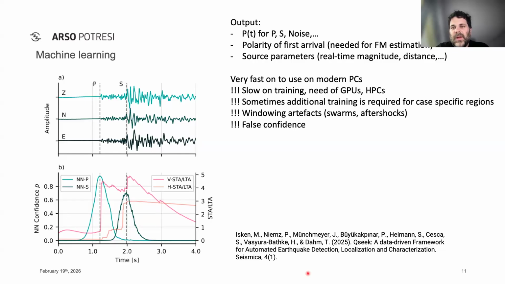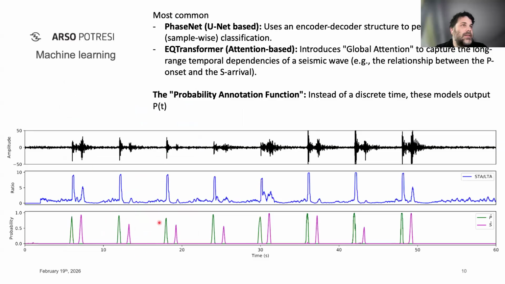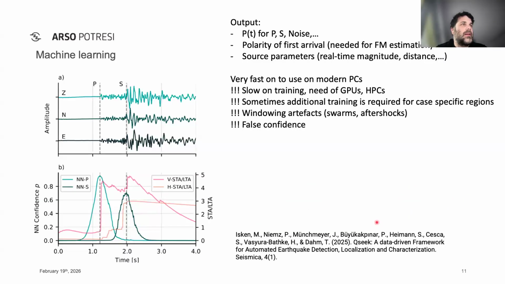There can be some artifacts like windowing artifacts, which is a problem during swarms or dense aftershock sequences, because we use the fixed window approach, and this can split one event into two windows, which can make some complications. Another thing you need to be aware of is false confidence. When you look at the P and S arrival times, you can say, okay, this is really good, it's working as it should, but maybe you still need to check a few of the events so that you're not picking wrong things.